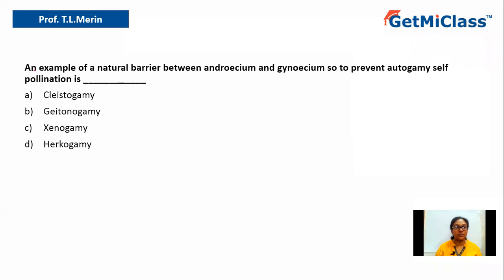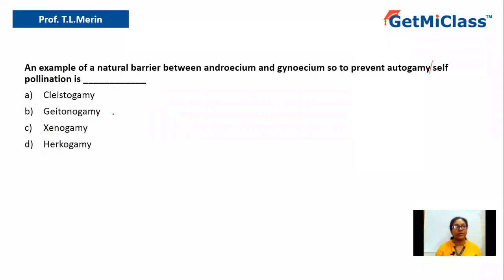Today we are going to solve this question which says: an example of a natural barrier between androecium and gynoecium so as to prevent autogamy or self-pollination is dash. Options are option A cleistogamy, option B geitonogamy, option C xenogamy, option D herkogamy.